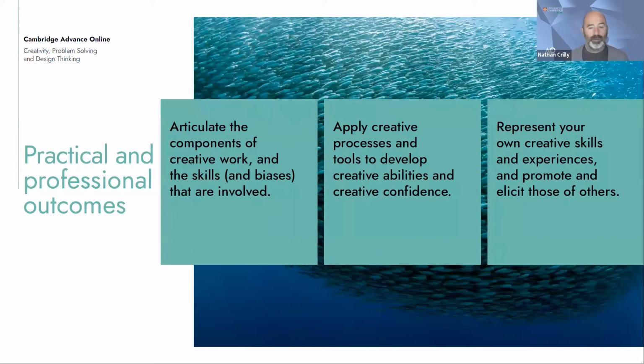So I'll talk about three aspects in particular. So first of all, one of the things that learners from the course are able to do is not just refer to creativity in a broad, abstract, sort of general sense, but talk more about the different components it's made up of, talk about the different thinking skills you can use in creative work, and also the different thinking or cognitive biases that can impede creativity. You can also think about the different tools and processes that you would use in that sort of creative activity.